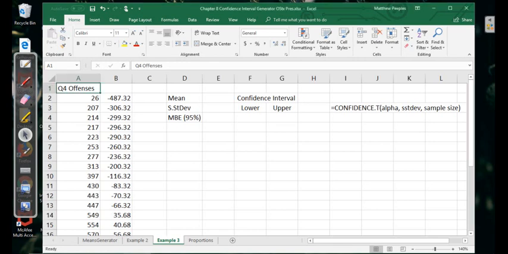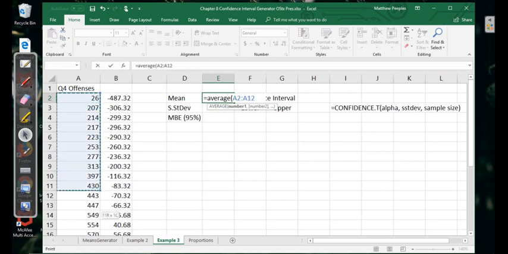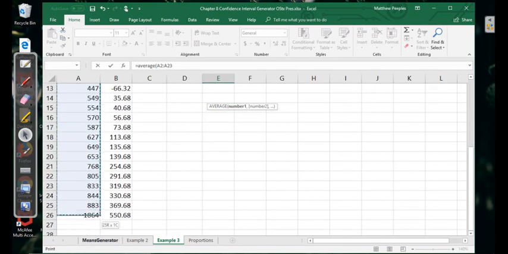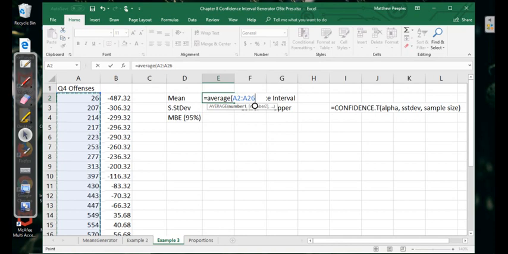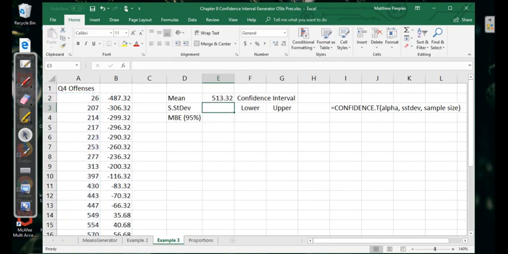First of all, we're going to find our mean. For our offenses right here, the loss in dollars is shown. So we're going to get our mean: equals average of these values right here. So the mean loss is 513.32. Our standard deviation, this time we're going to get directly from the sample.